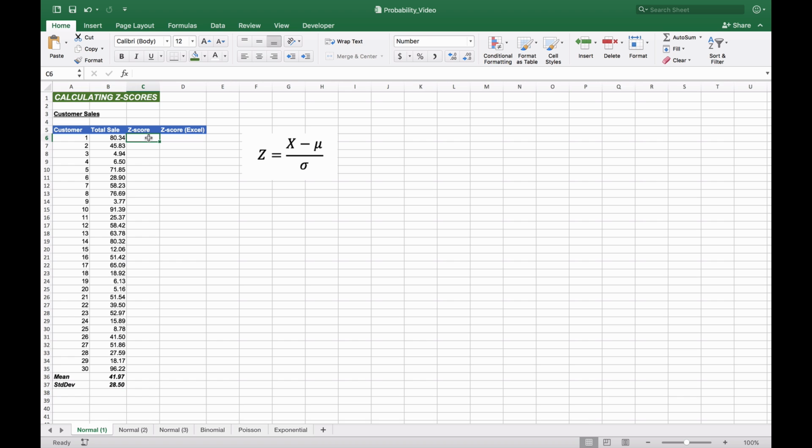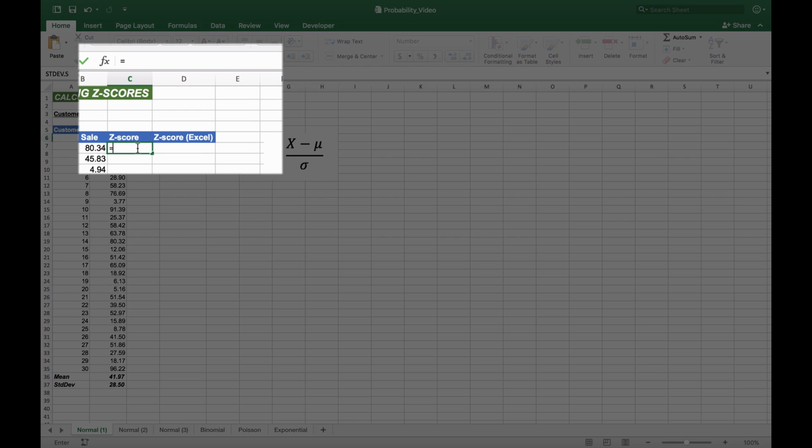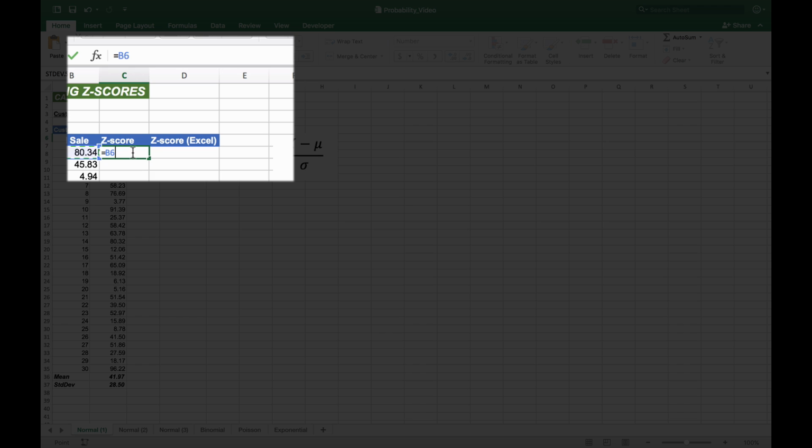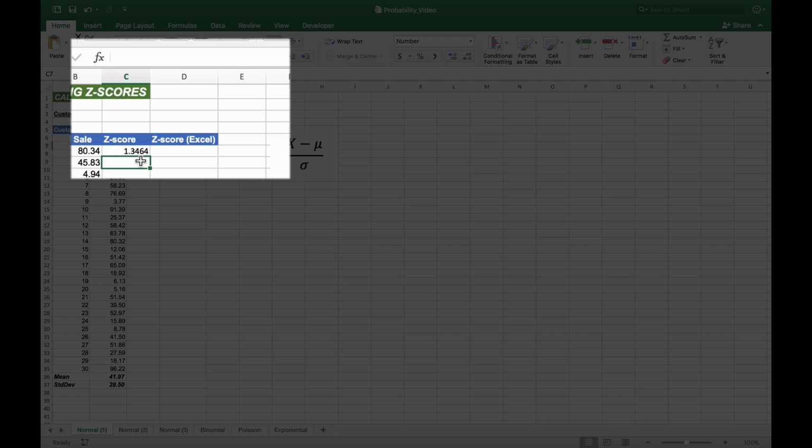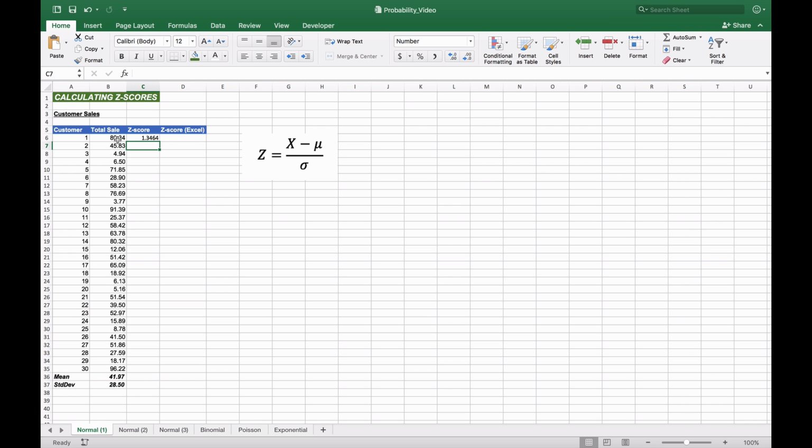Now, in order to calculate the z-score, we have the formula here to the right. We're going to basically take this value and subtract our mean. We're going to put that in parentheses so that we're able to use it as the numerator, and then we're going to divide by the standard deviation. And we end up with 1.3464. So this means that 80.3 is 1.34 standard deviations away from the mean. So it's standardizing all of these numbers.